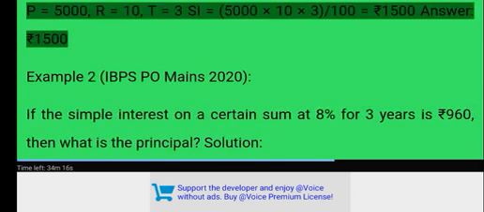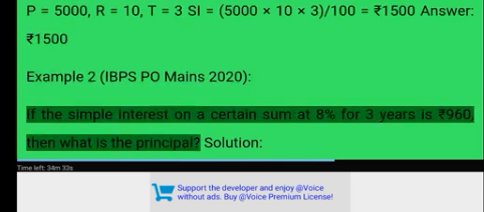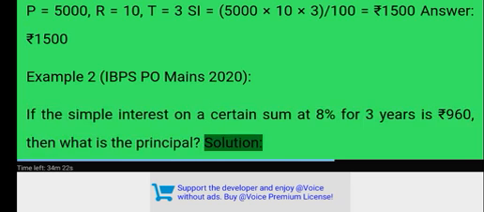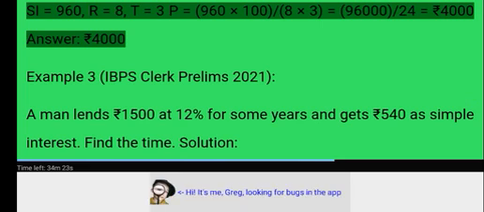P equals 5,000, R equals 10, T equals 3. SI equals 5,000 times 10 times 3 over 100 equals 1,500 rupees. Answer, 1,500 rupees. Example 2, IBPS PO Mains 2020. If the simple interest on a certain sum at 8% for 3 years is 960 rupees, then what is the principal? Solution. SI equals 960, R equals 8, T equals 3. P equals 960 times 100 over 8 times 3 equals 96,000 over 24 equals 4,000 rupees. Answer, 4,000 rupees.